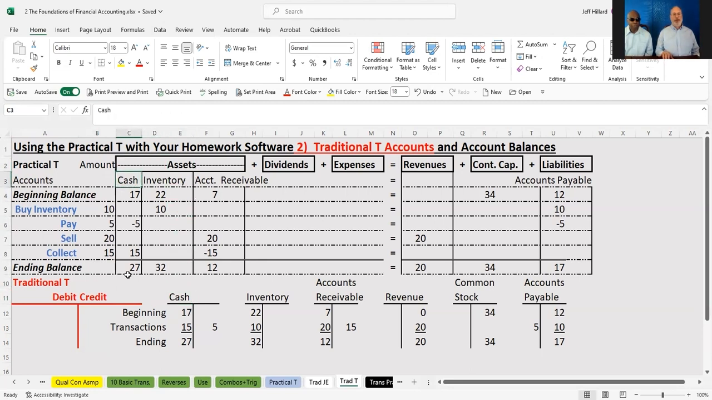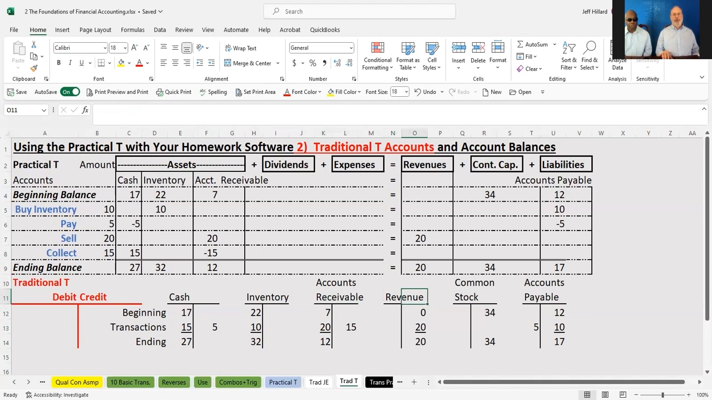So cash is an asset. Its beginning balance is a debit. It has one transaction that adds for 15, that's your collect. One that subtracts, and that's a credit. So the way you do this is 17 plus 15 is 32, minus 5 is 27, which is the same way that you get it from the practical approach. Inventory works the same way. Accounts receivable works the same way.